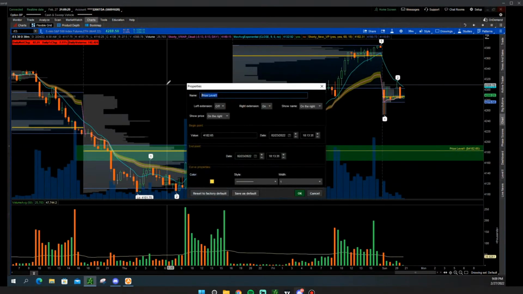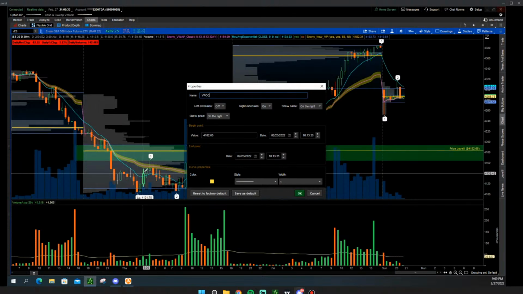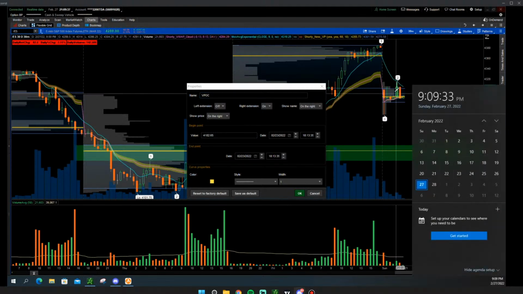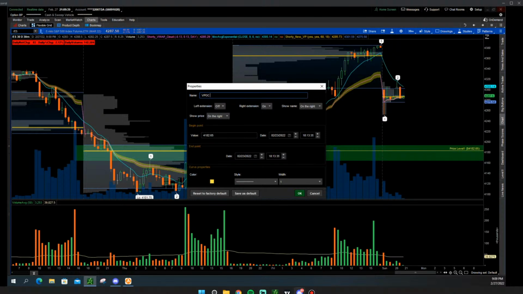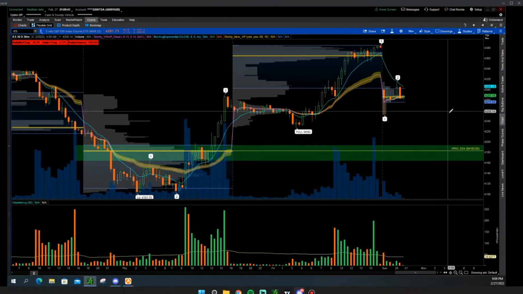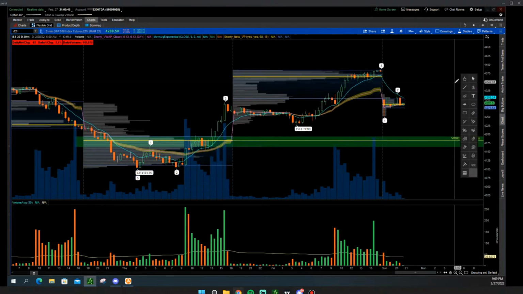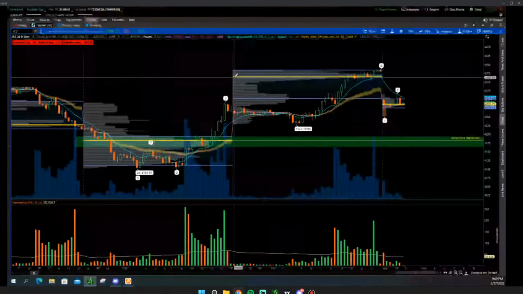So this is our version POC from Thursday, I believe. This is Friday, this is Thursday, 2/24. Okay. And then we have a version POC on the upper side.